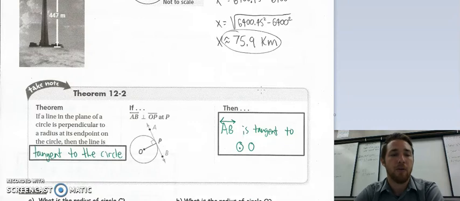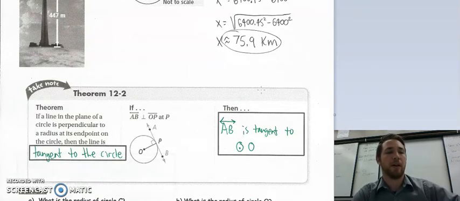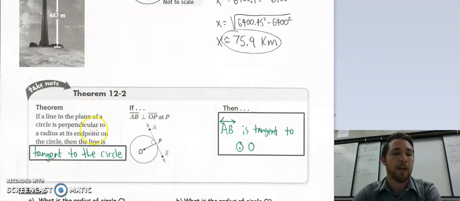Moving on to our next theorem, theorem 12.2 says that if a line in the plane of a circle is perpendicular to a radius at the endpoint on the circle, then that line is tangent to the circle. So again, it's like going backwards from what we had before. Last time we said if it's a tangent line, then I know they're perpendicular. This time, remember, it's the converse. If I say they're perpendicular, that tells me that it's a tangent line.